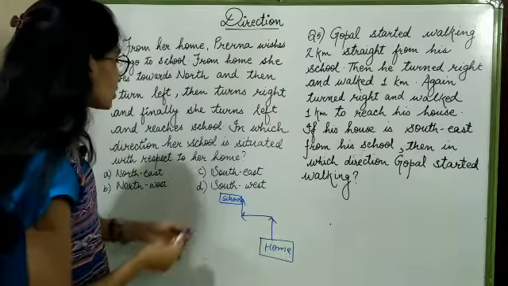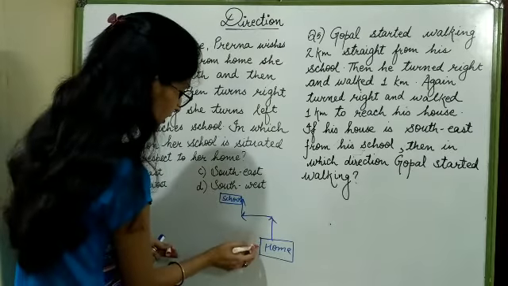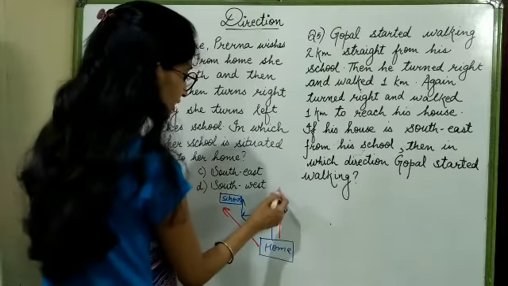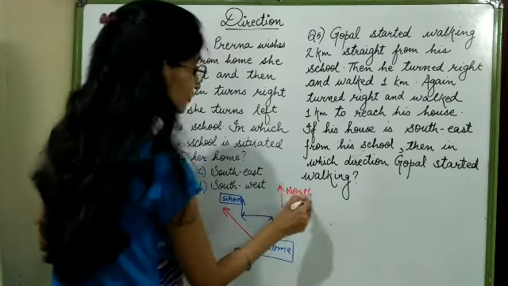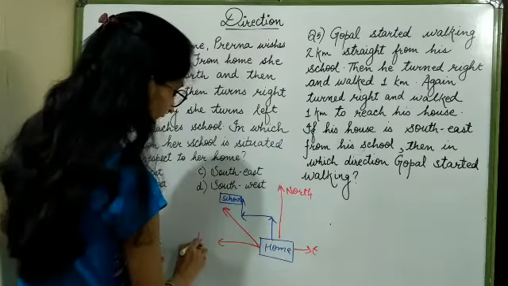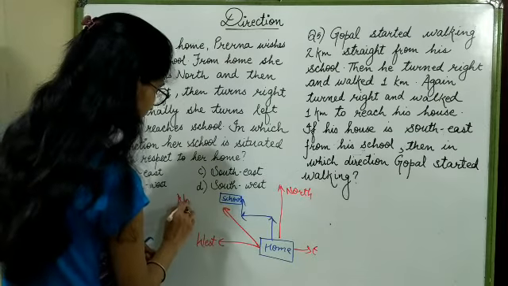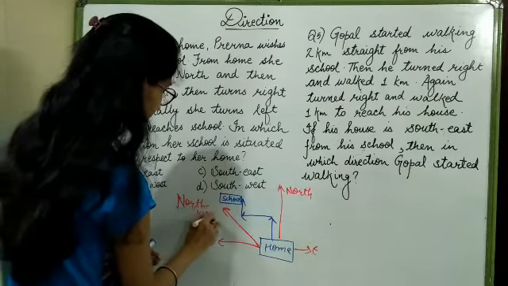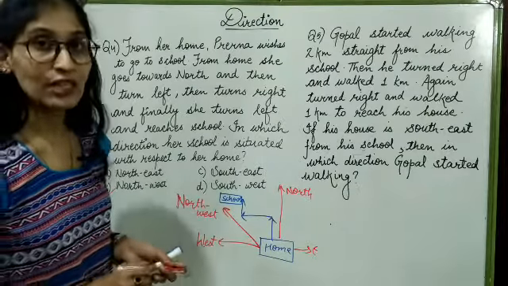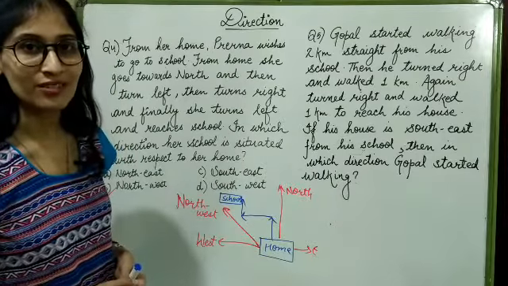Now, in which direction is her school situated with respect to her home? So school is situated here. It is given in the question that this direction is north. If this direction is north, this will be my east. This is west. And the direction of the school will be north west. So my correct option is option B, north-west direction. So see, by drawing a direction chart, how easy it becomes to solve the direction question.